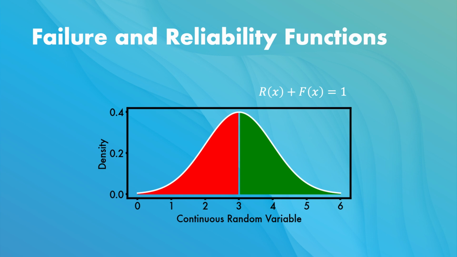Remember from the normalization axiom that the sample space has a probability of 1. So that is also the case for the probability density function. The area under the curve equals 1. So the reliability at time x plus the failure function at time x has to be equal to 1.